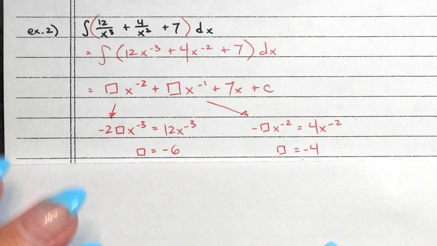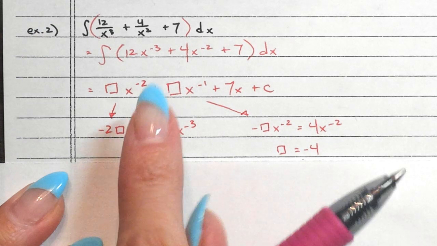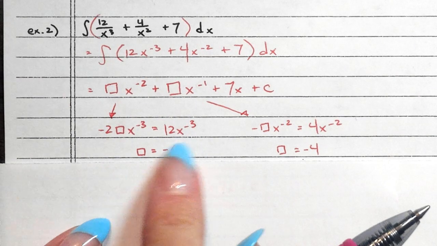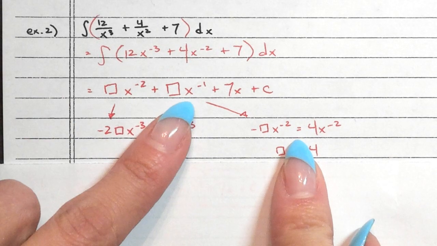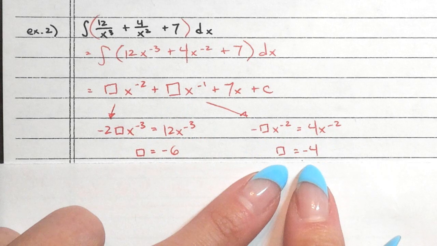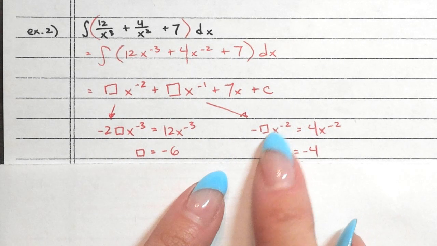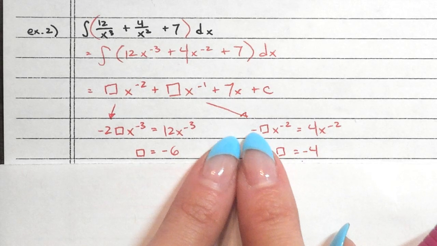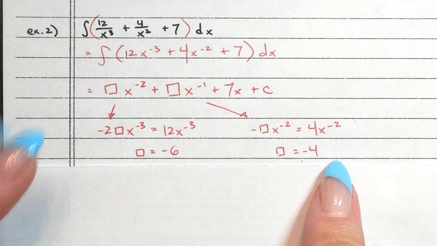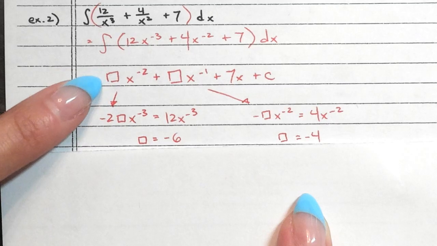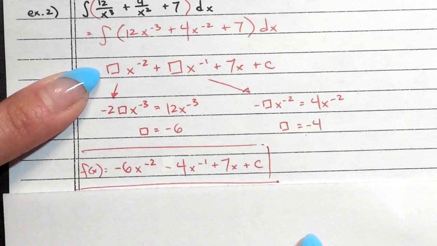And hopefully you get a -6 and a -4. So I took the derivative of this, and then I set it equal to that. And then I got my box. So I divided all the x's away, and then I divided the negative, right? Okay, so now this is my final answer, but I just fill in my box.